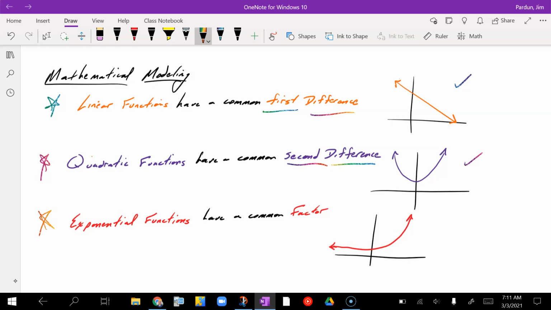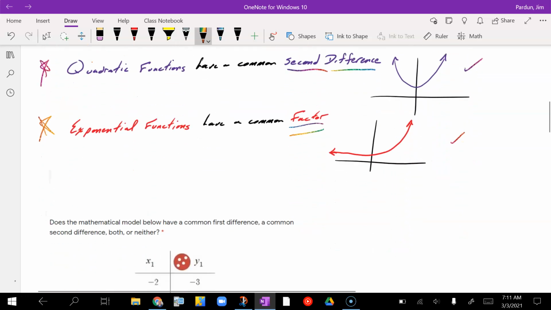And then thirdly, we've got these exponential functions. They don't have a common first or second difference. They have a common factor. And when we plot those, we get some sort of exponential growth or exponential decay function.